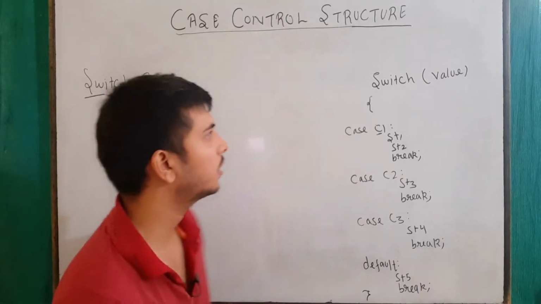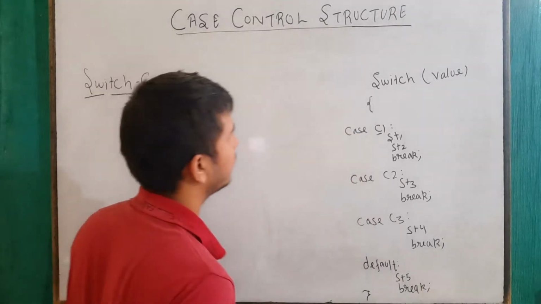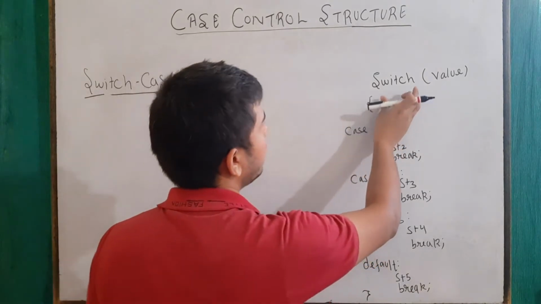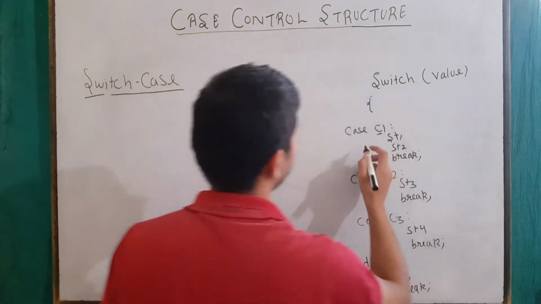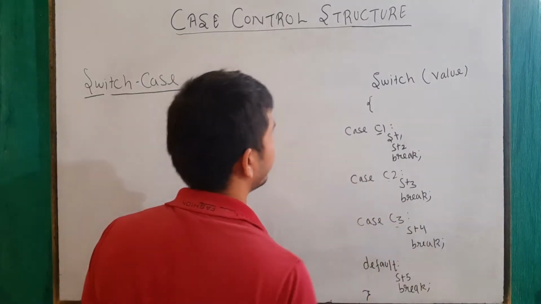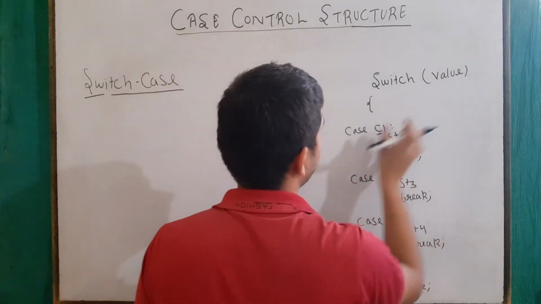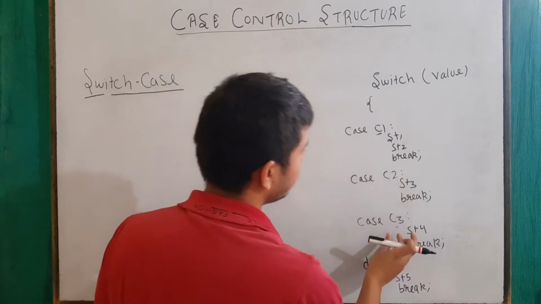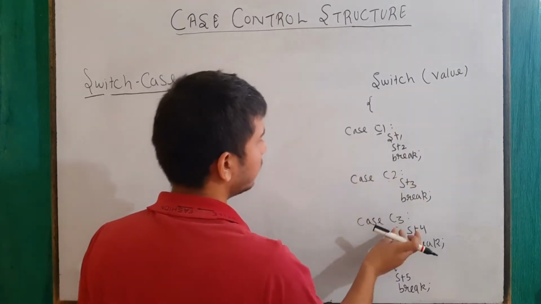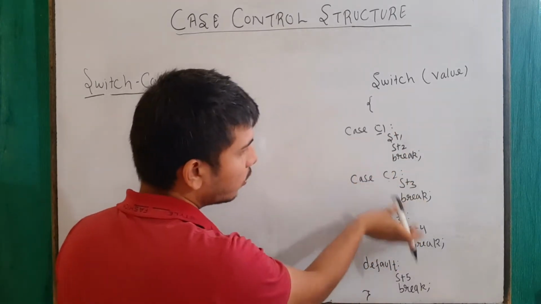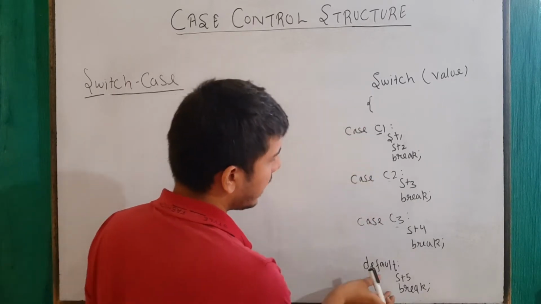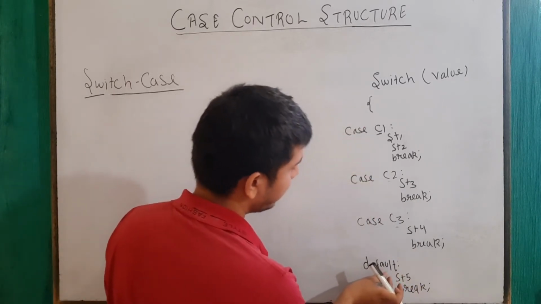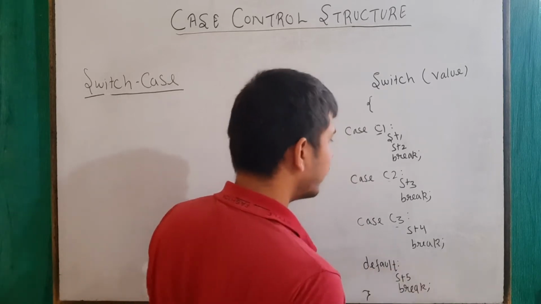Now let's see the general architecture of switch case. What happens inside switch is that we write a value and that value is compared with each case. If that value matches any of these values, for example C1, C2, C3, then that code will execute. And if none of the values match, then whatever is written in default, that code will execute.